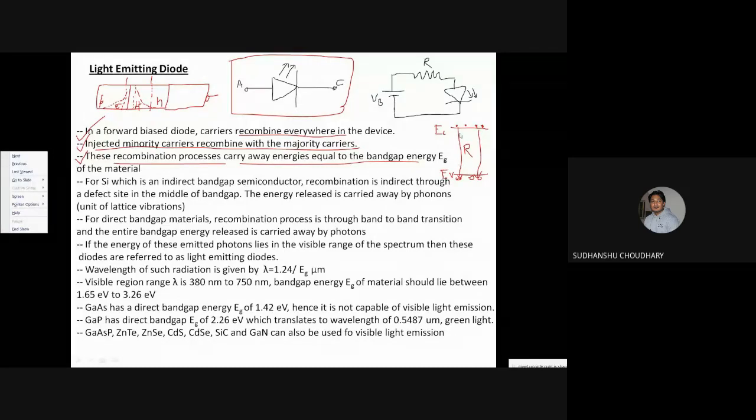And when this recombination happens, the process gives out an energy which is equal to the band gap of the semiconductor material, that is, the gap between EC and EV, which is the band gap energy. So whenever recombination happens, it carries away energy equal to the band gap energy.